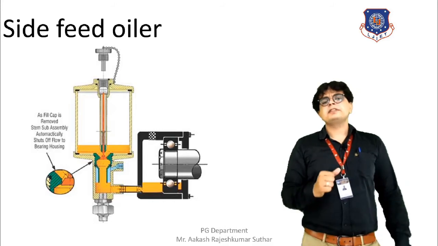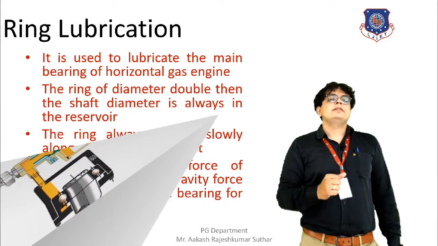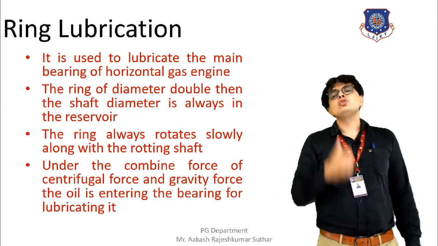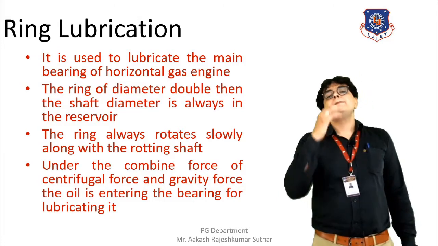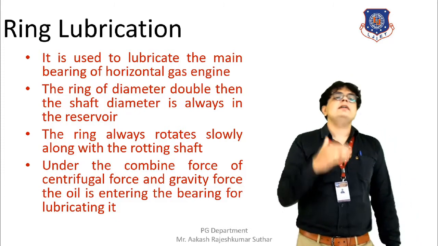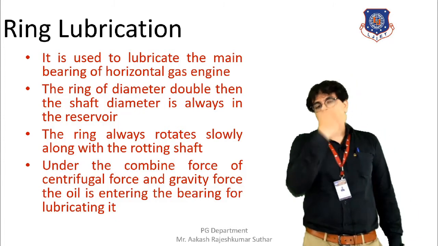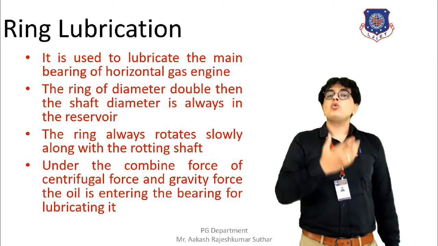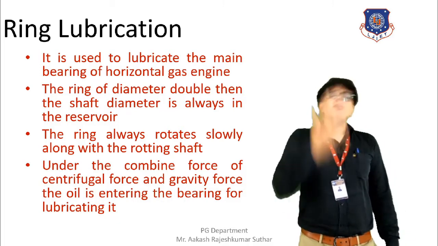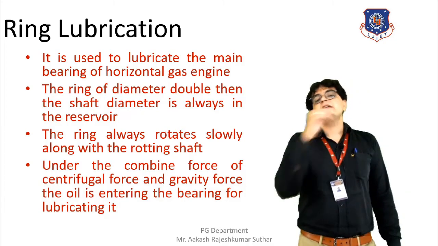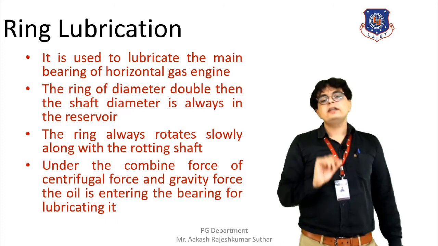Now moving towards the next type of method, that is the ring lubrication. It is mainly used to lubricate the bearing of a horizontal gas engine, and the name only suggests that we are using a ring to provide lubrication. There will be oil in the reservoir, and we are using the ring so that it can be moved towards the desired destination.